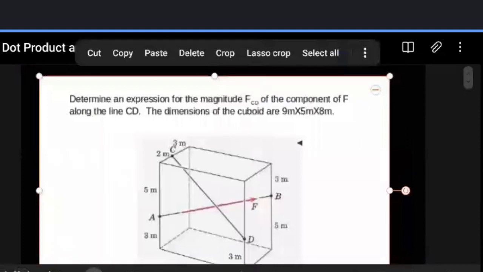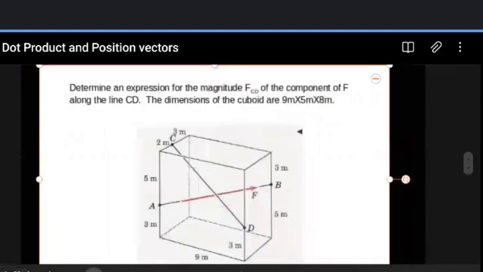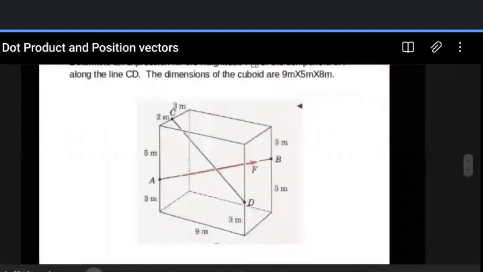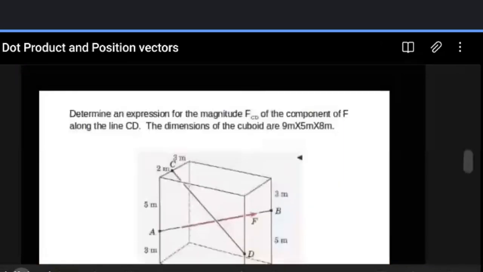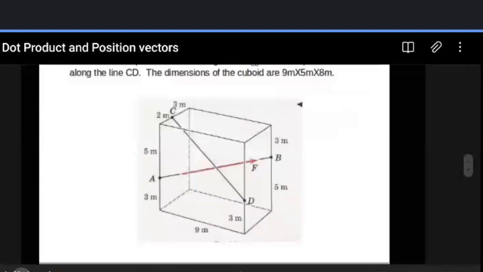So take, for example, a question like this one. In this question, what do they want us to do? Well, they're saying determine the expression for the magnitude FCD of the component of F along the line CD. So they want to find the component of a force F. The force F is this side, but they want to find its component along the line CD.